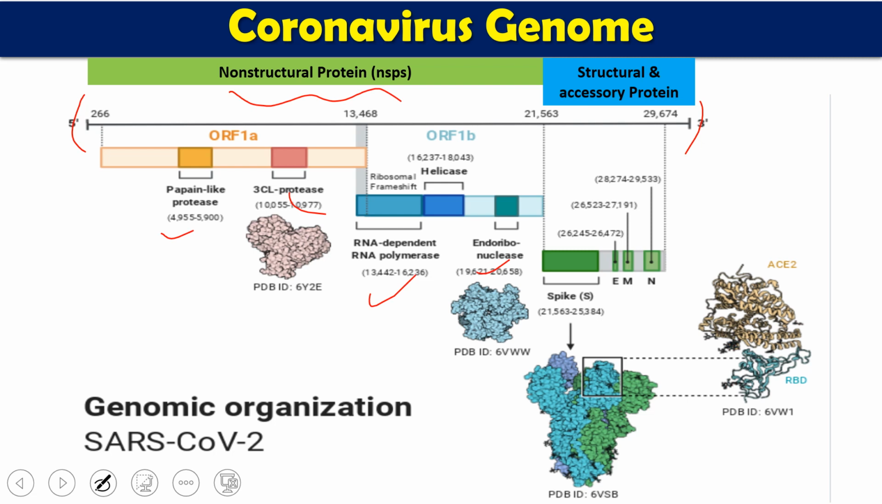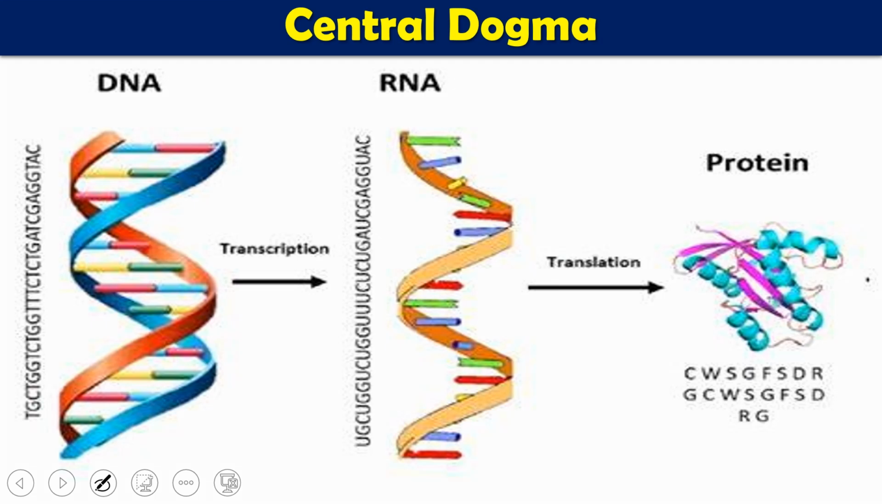Some portions of the genetic material are responsible for those different proteins which we have seen till now: spike protein, E protein, M protein, and N protein. So it means the genetic material gives two types of proteins. So we are going to see where that comes from.